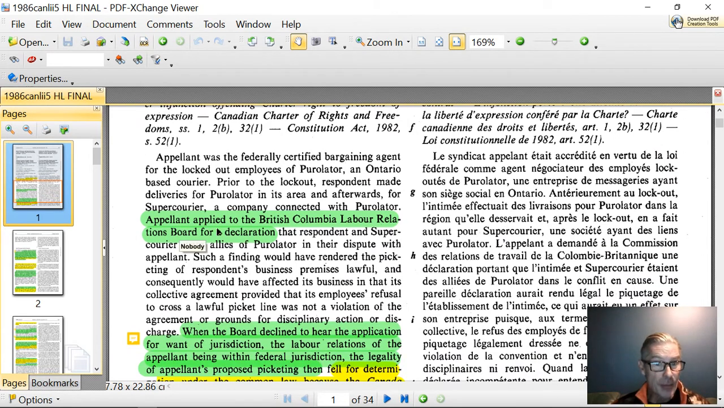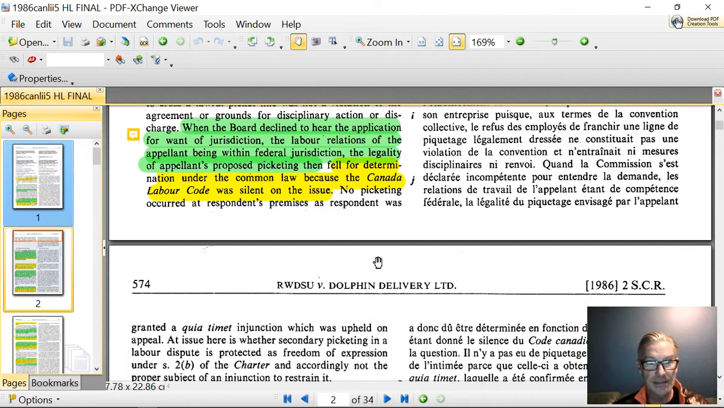The appellants applied to the British Columbia Labor Relations Board for a declaration earlier on in this case. When the board declined to hear the application for want of jurisdiction, the labor relations of the appellant being within federal jurisdiction, the legality of the appellant's proposed picketing then fell for determination under the common law because the Canada Labor Code was silent on the issue.